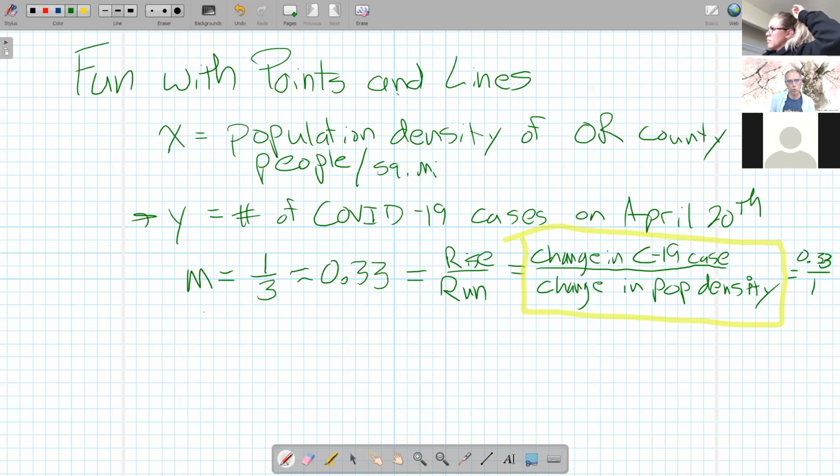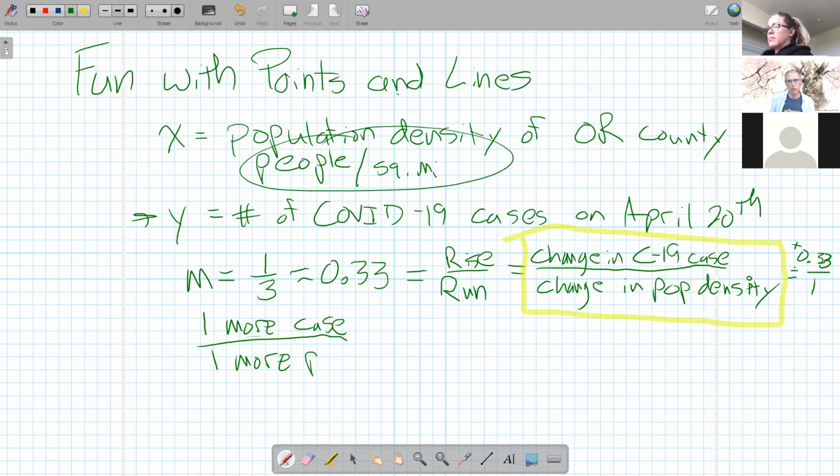So this would be 1 more case. And I'm using more because this is a positive number here. Divided by 1 more. And the population density was people per square mile. So 1 more person per square mile. And I want to put this information in a sentence that my mom would get.